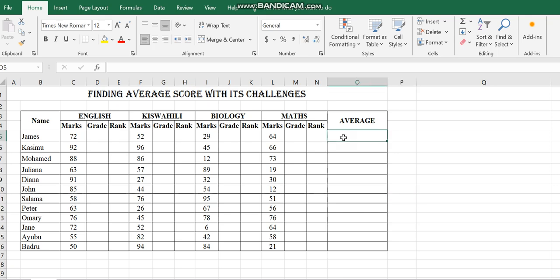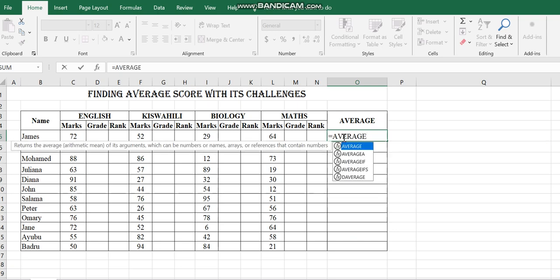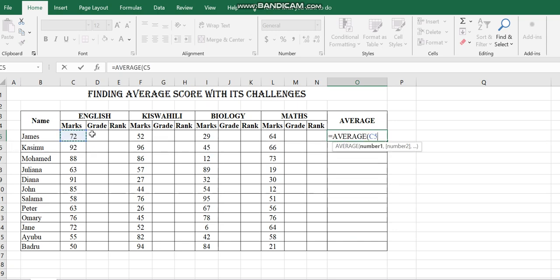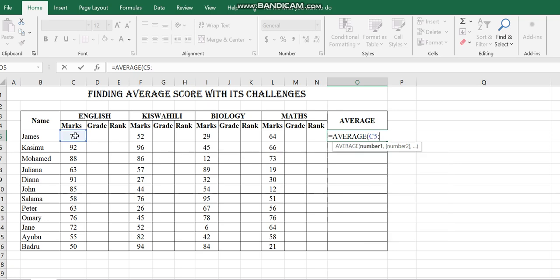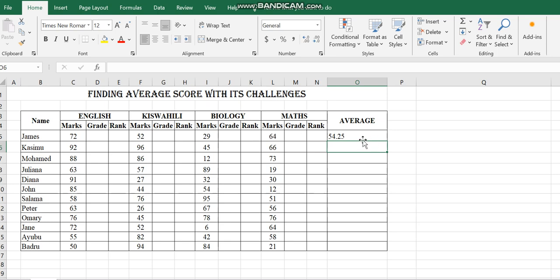To remind ourselves, the formula to find the average is so simple. Simply write the equal sign, then average, then highlight the area where our data set has been placed, like this way. That's the alternative one. Or we may simply write the coordinates T5 up to this one, L5. Then you close the bracket, press enter, and it's okay.